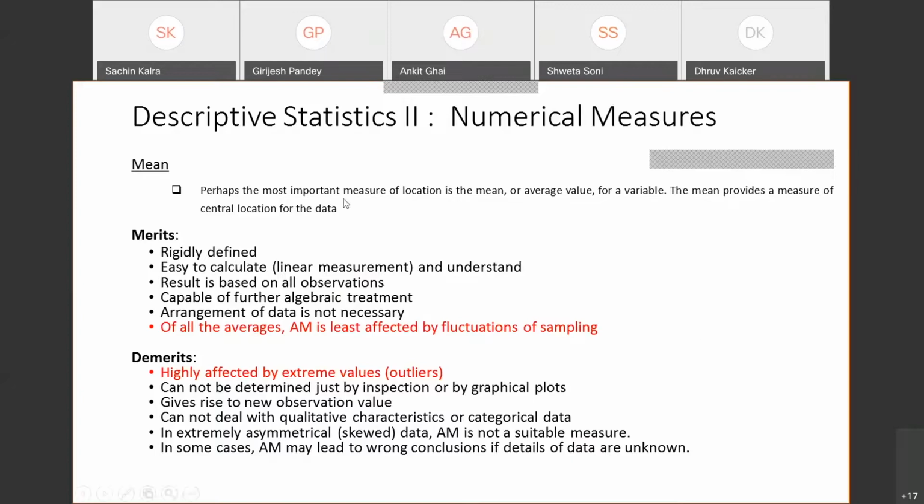We just learned mean is the most important measure of location, the average value for a variable. It provides a measure of central location of the data. The central location of the bulb data was 76 hours, right? So all the data coming in moving forward in the population will mostly be concentrated towards it, if the data is normal, if there's a pre-assumption that data is taken in a normal distribution.